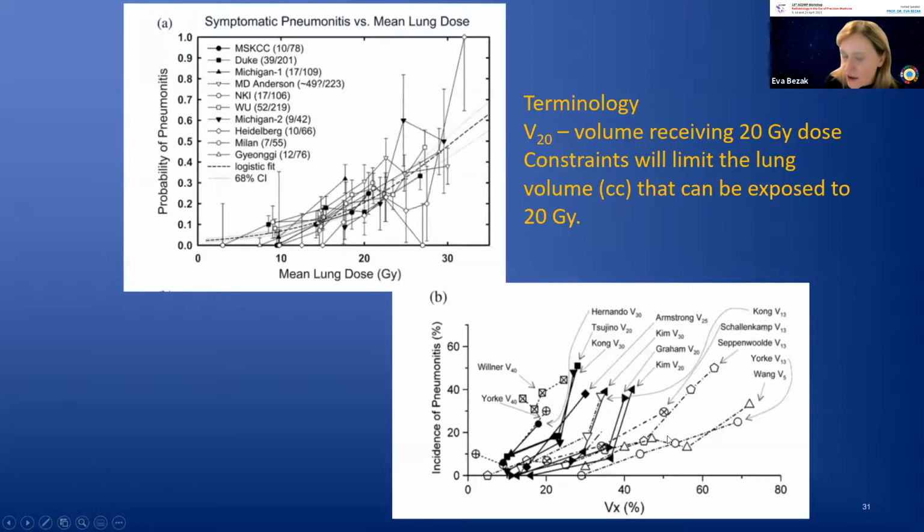However, if I keep the dose constraint at 13 grays, then as the volume is being increased, the incidence of radiation pneumonitis is rising only very slowly. So this type of graph is a better breakdown of this generic graph to allow doctors in clinic to prescribe the dose volume constraints for their patients.